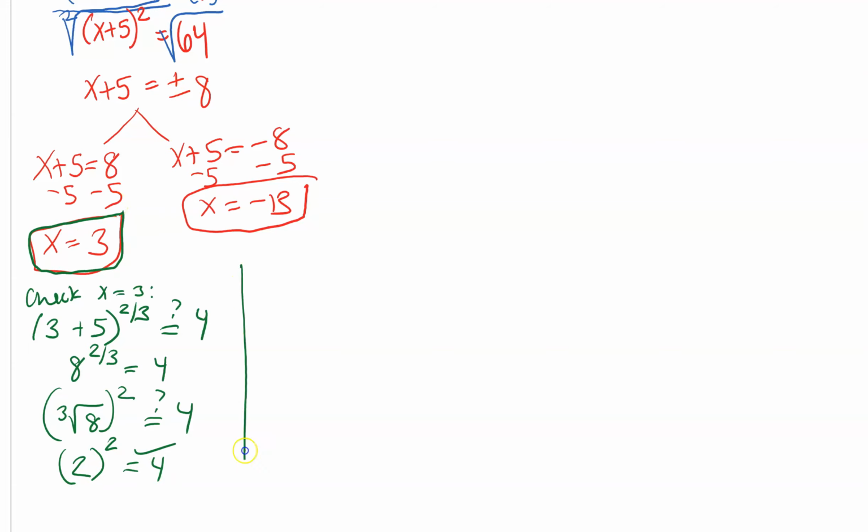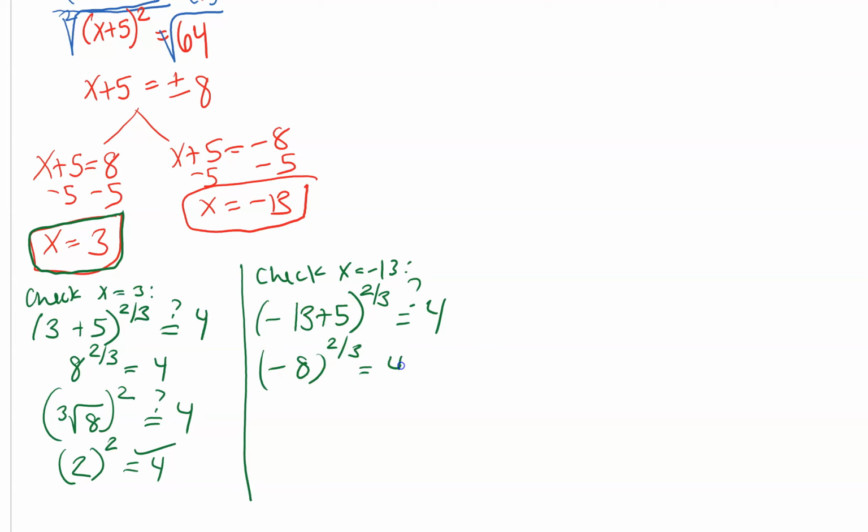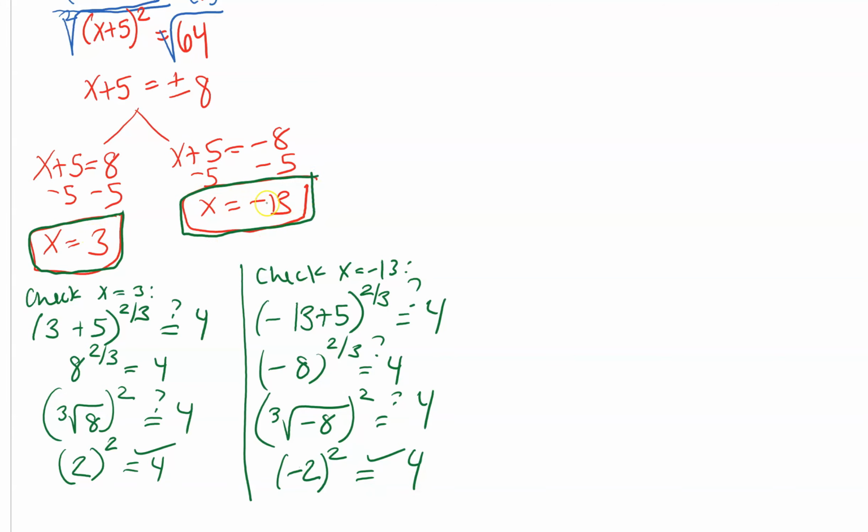Okay. Now we're going to check x equals negative 13. So then I get negative 13 plus 5 to the 2/3 is equal to 4, question mark. So negative 13 plus 5 is negative 8 to the 2/3 equals 4. We're trying to find out. So then I do the same thing, cube root of negative 8, and square that. So the cube root of negative 8 is negative 2, because negative 2 times negative 2 times negative 2 equals negative 8. And then if I square that, yes, that does equal 4. So both of these solutions worked, positive 3 and negative 13.